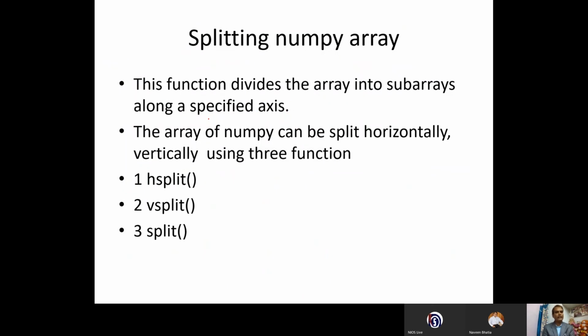Now we have joined. Now we have to split. Split means divide. This function will divide the array into sub-arrays along a specified axis. The NumPy array can be split horizontally, can be split vertically. We can use 3 functions: hsplit (horizontally), vsplit (vertically), and split. Let us have an example.